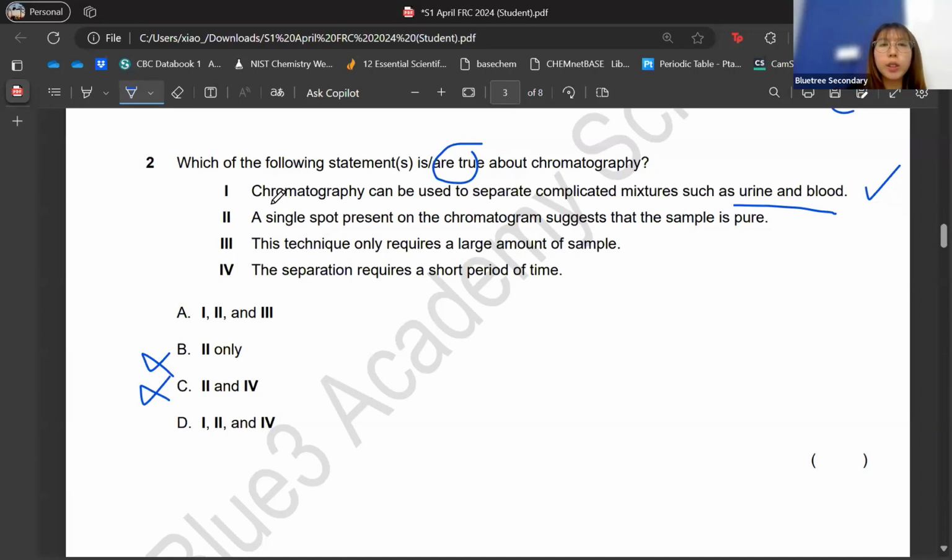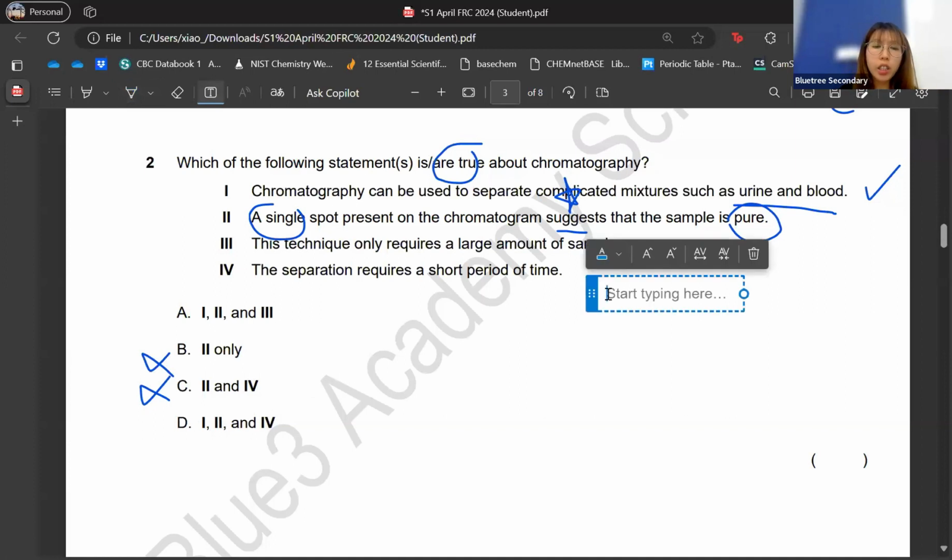Okay, so for number 2, if we see a single spot on the chromatogram, it suggests that the sample is pure. So take note of this keyword suggest. Suggest does not equal confirm or 100% certain. Okay, so this is a concept that you should learn from your chromatography, which is if you only see one spot, it suggests or it may mean that the sample may be pure. Okay, it cannot 100% confirm that the sample is pure.